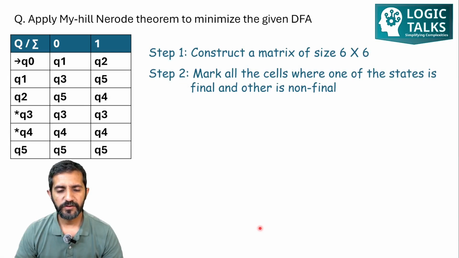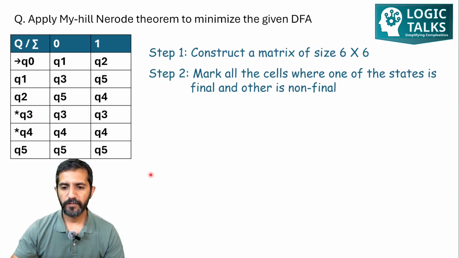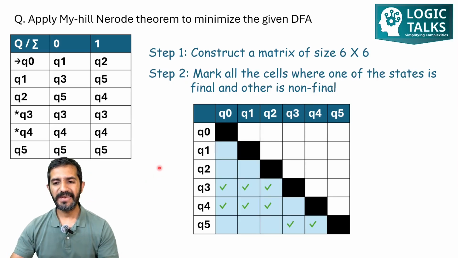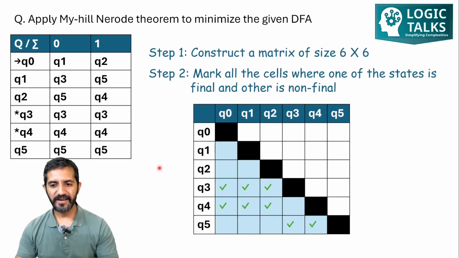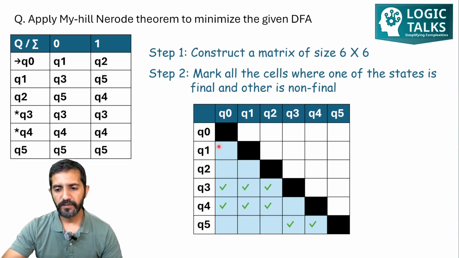So the first step is to construct a matrix of size 6 by 6, because here we have 6 states: Q0, Q1, Q2, Q3, Q4 and Q5. And here we only need to consider the lower left half of the matrix, that is below the diagonal, and we will be excluding the diagonal also. So in this matrix we will be considering only the cells which are colored in blue.